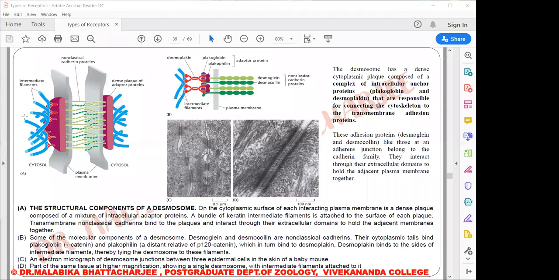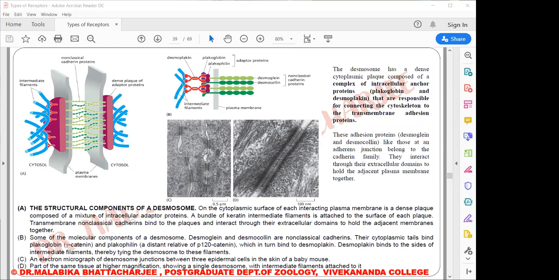So the filament nature might vary depending on in which cell the desmosome is present. Again and again I said the desmosome is a dense cytoplasmic plaque, the red blood color, composed of a complex of intracellular anchor proteins, the plakoglobin and the desmoplakin. So there are two categories of anchor proteins, the plakoglobin and desmoplakin, that are responsible for connecting the cytoskeleton to the transmembrane adhesion protein.